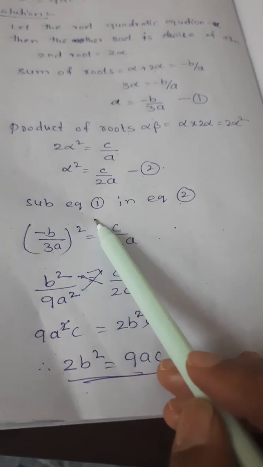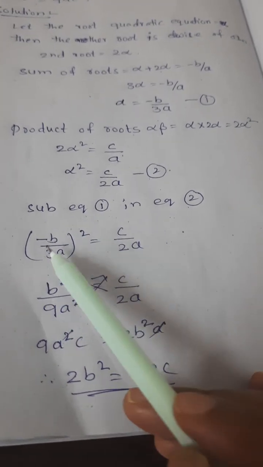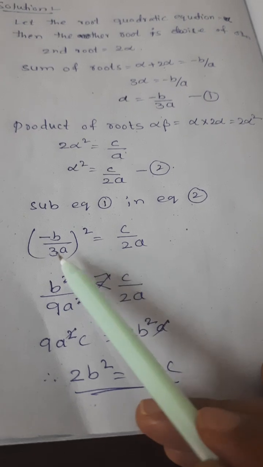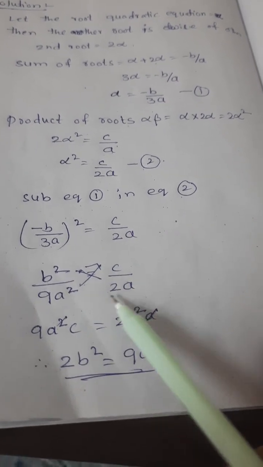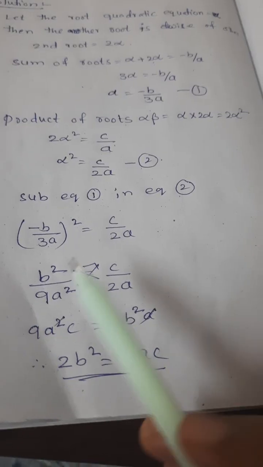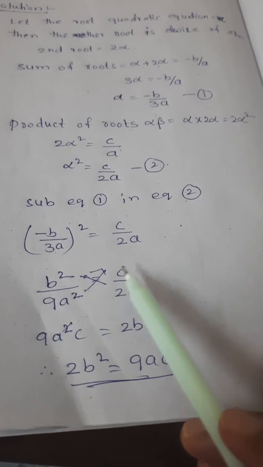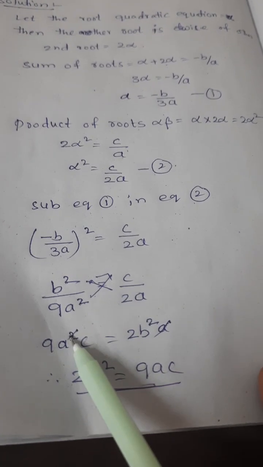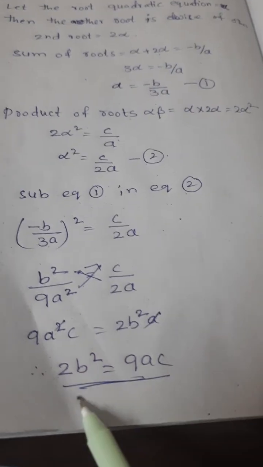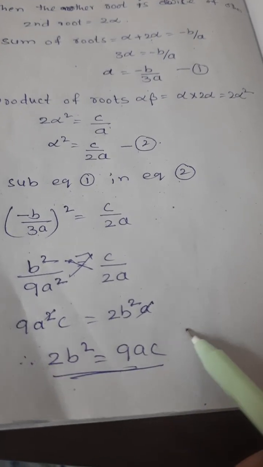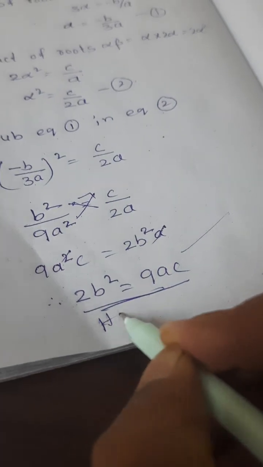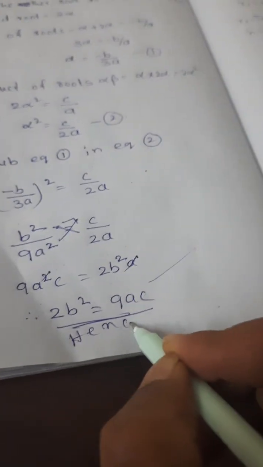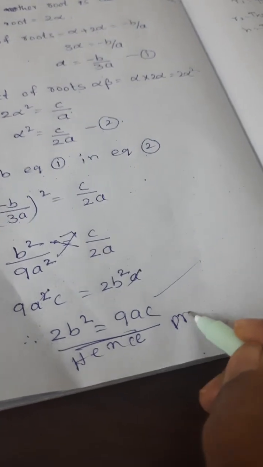So (minus b) whole square means b square, 3 square means 9a square. c by 2a, cross multiplication: 2a b square is equal to 9a square c. Here a cancels. 2b square is equal to 9ac. So hence proved.